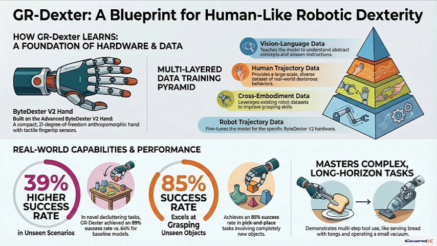Okay, let's start at the foundation, the hardware. What are they building on? So the core of it is their new hand, the ByteDexter V2. It's really engineered for this. It's compact, it's anthropomorphic, so it looks a lot like a human hand. And it's not just about looks. Not at all. It uses this really ingenious linkage-driven system. And crucially, each hand packs 21 degrees of freedom. 21 per hand. Wow. The thumb alone has 5, and then each of the 4 fingers has 4.